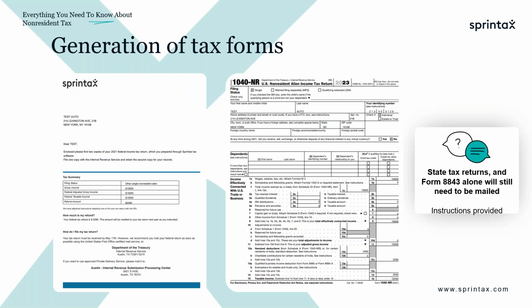But if you aren't eligible to e-file your federal return, we'll give you a tax pack with your completed tax forms as well as instructions on next steps, outlining how to print, sign and mail them to the address provided. Also, state tax returns would still need to be mailed. Again, you'll get a tax pack with detailed instructions. And if you just had Form 8843 on its own, that would need to be mailed. But again, instructions will all be provided.